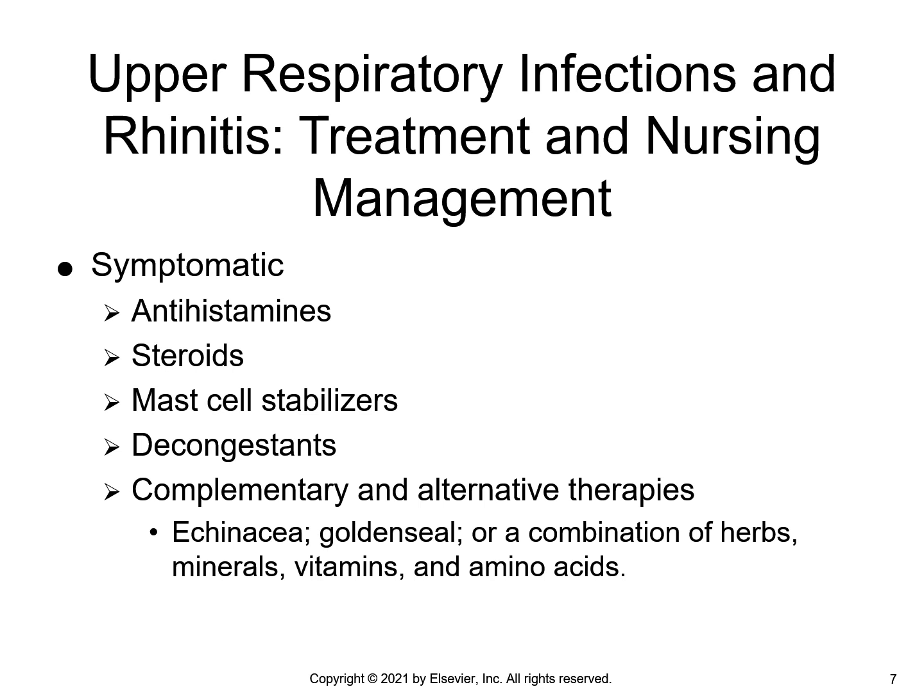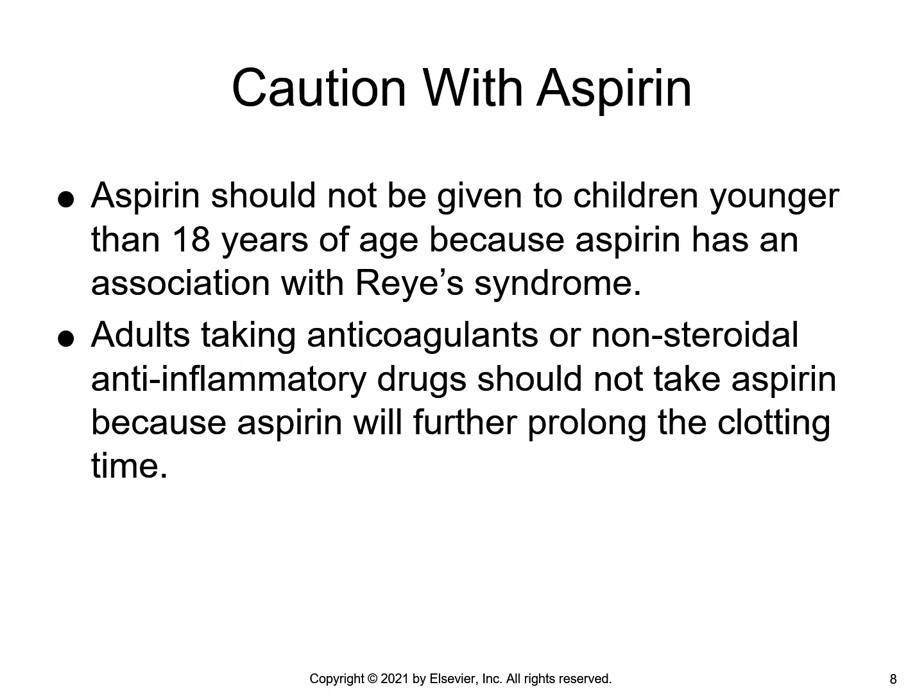The treatment of allergic rhinitis is symptomatic. The goal in the care of a common cold is the prevention of the secondary bacterial infection. The person with a common cold is contagious for about 3 days after their symptoms first appear. Aspirin should never be given to children under the age of 18 years. This is due to the occurrence of Reye's syndrome. Adults that take anticoagulants or non-steroidal anti-inflammatories should not be advised to take aspirin because this will prolong their clotting time.